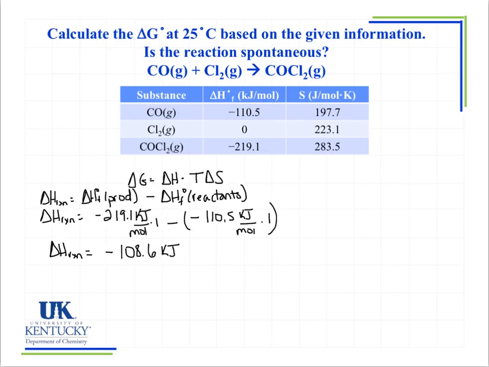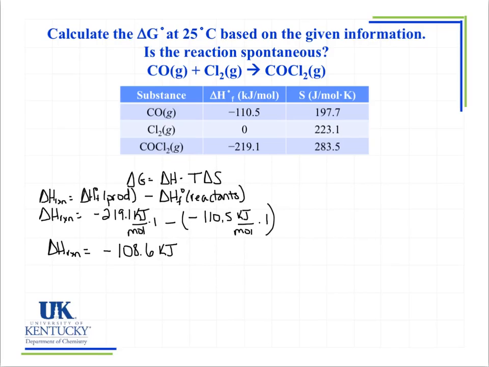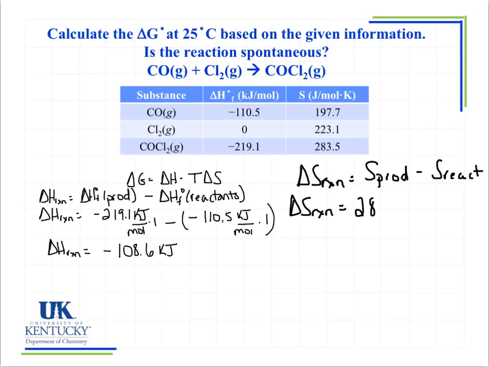Now, I need to calculate the value of delta S of the reaction. Just like I did with my delta H of reaction, my delta S of reaction will be equal to S of the products minus S of the reactants. So delta S of the reaction will be equal to S of my products, which I have one product, COCl2, so I have 283.5 joules per mole Kelvin.